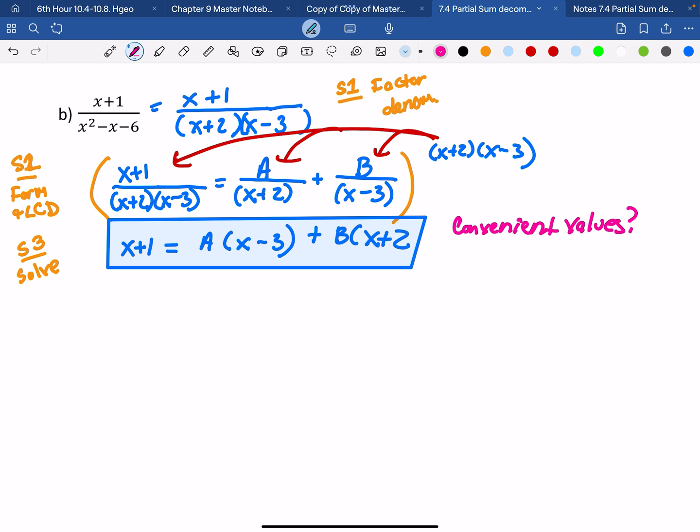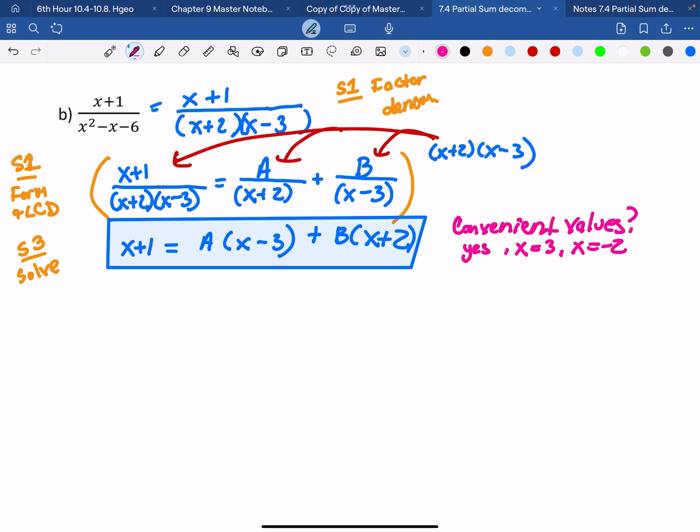All right, convenient values. Is there a value that you can substitute in for X that will wipe out either A or B? Think about it. I think I see a couple. If I let X equals 3, this will wipe out. If I let X equal -2, this whole B would wipe out. So I did find 2 values. So yes, convenient values would be X is equal to 3 and X is equal to -2.